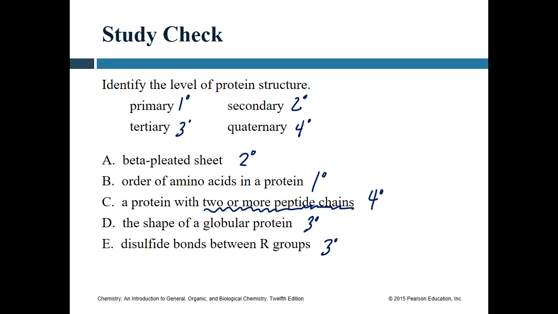Remember, hydrogen bonding is the only kind of interaction that exists in a secondary structure. Hydrogen bonding is the only interaction that exists in a secondary structure. If it is an interaction other than hydrogen bonding, it has to be tertiary.